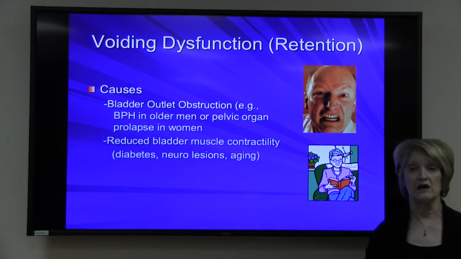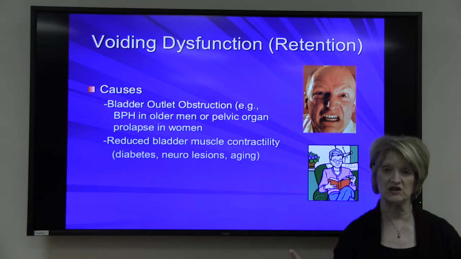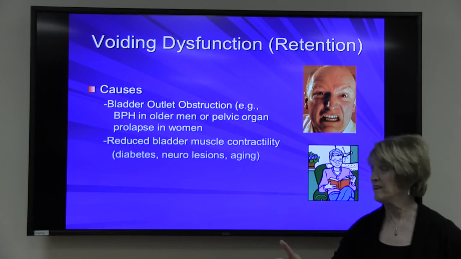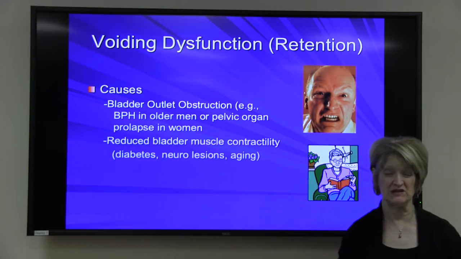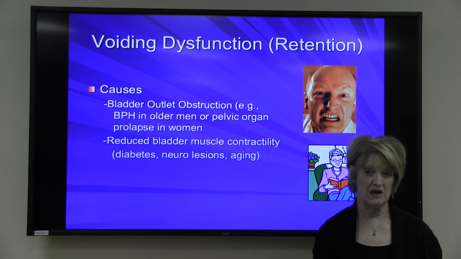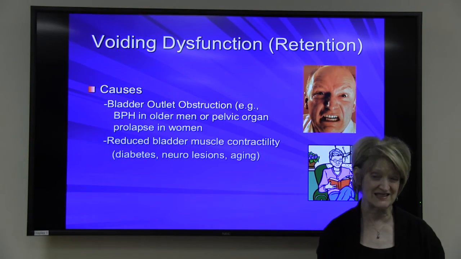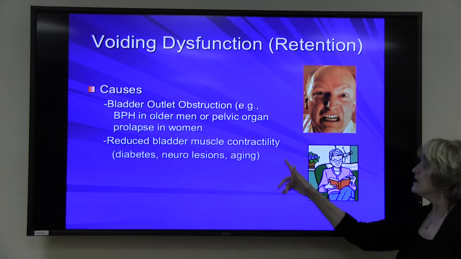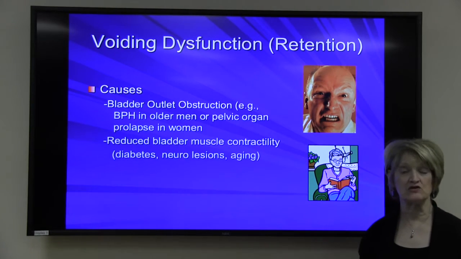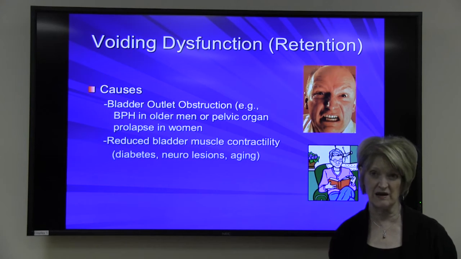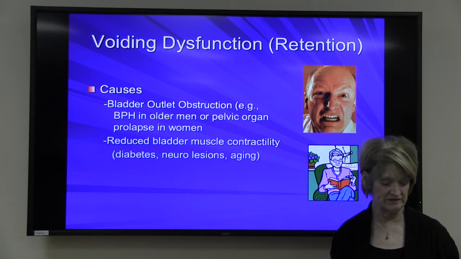Okay, what causes retention, what causes voiding dysfunction? Basically two things. Either something is in the way. The bladder's functioning normally, now it's working extra hard because it's trying to force urine past the outlet. BPH, the most common reason. But women can also get high pressure retention, and in women it's most likely to be due to pelvic organ prolapse or a major cystocele, so that it's very hard to get urine out. The other big reason is you've got a very weak detrusor. The bladder's just not contracting appropriately, and that could be because of long-standing diabetes, because of a neurologic lesion, because of aging.